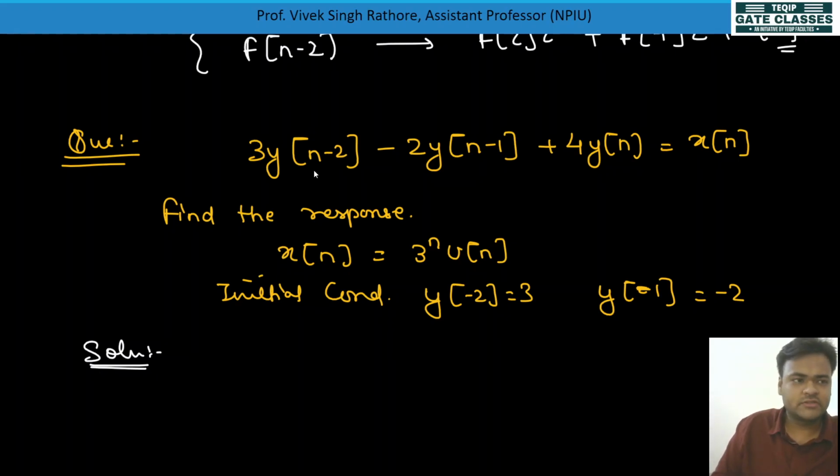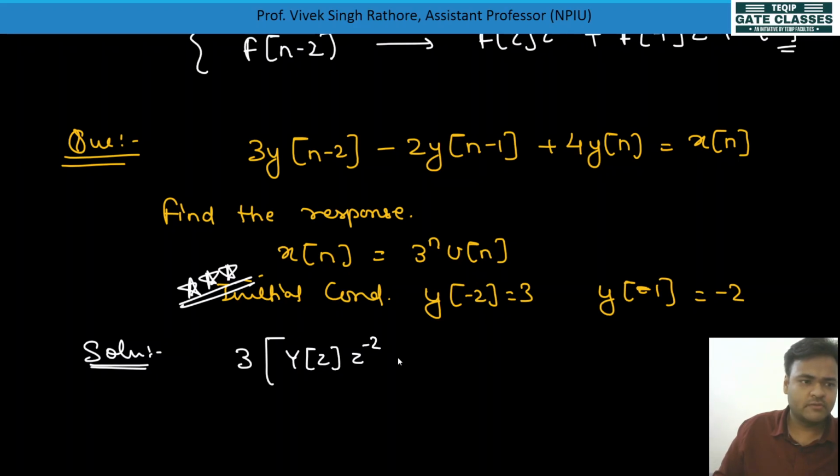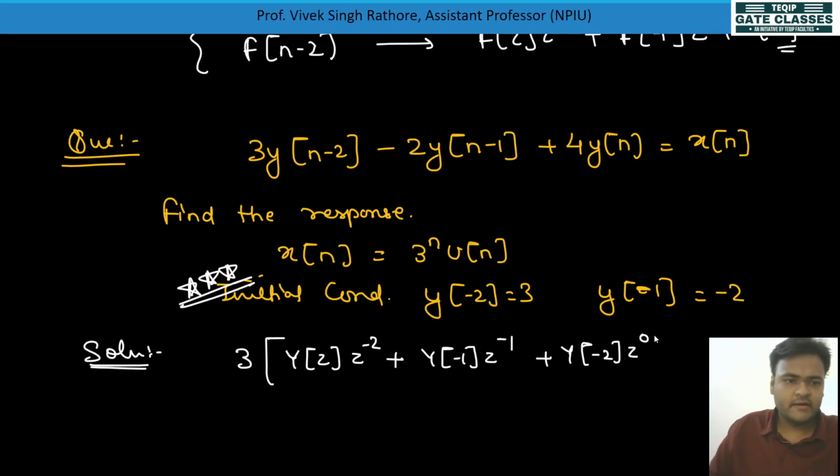See, this type of question, y of n minus 2, can be converted in the Z transform, but when initial conditions are given, just remember it, you don't have to take just the bilateral Z transform. You need to take the unilateral Z transform because initial conditions are given. So here what we'll take: 3, y of z will be there, z to the power minus 2 will be there, plus y of minus 1 and z to the power minus 1 will be there, plus y of minus 2 and z to the power 0 will be there, okay, and this will go on.